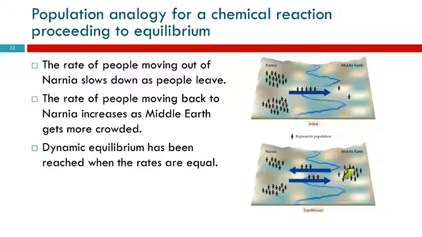Now if Middle Earth is a really great place, the climate's awesome, the ground is fertile, all these natural resources, much nicer than Narnia, then you're going to have more people in Middle Earth than in Narnia. If the opposite is true, and Narnia is a nicer place to live, the population here will be larger.